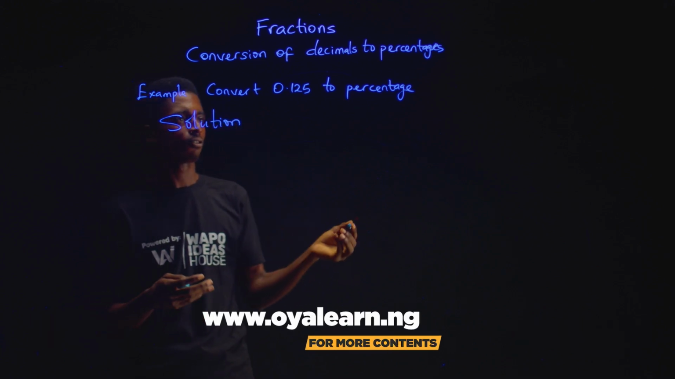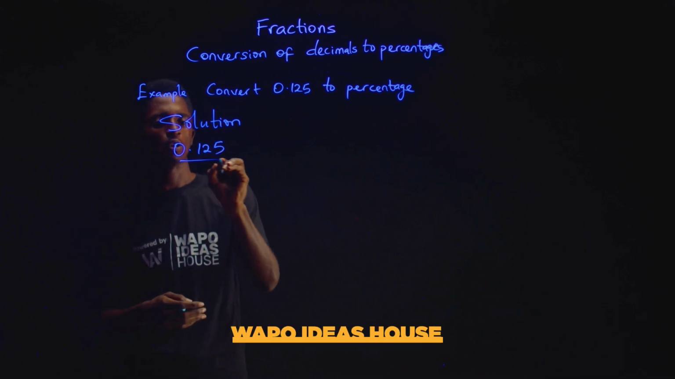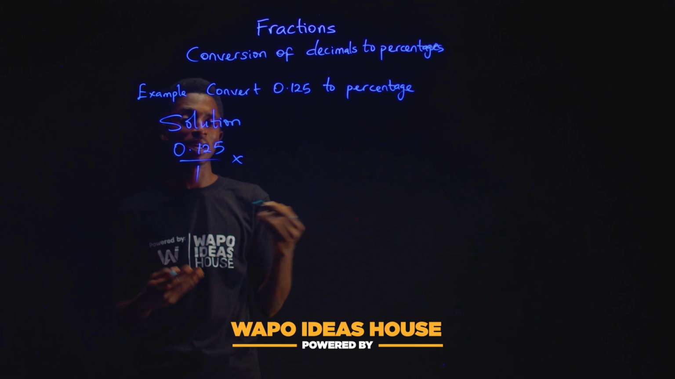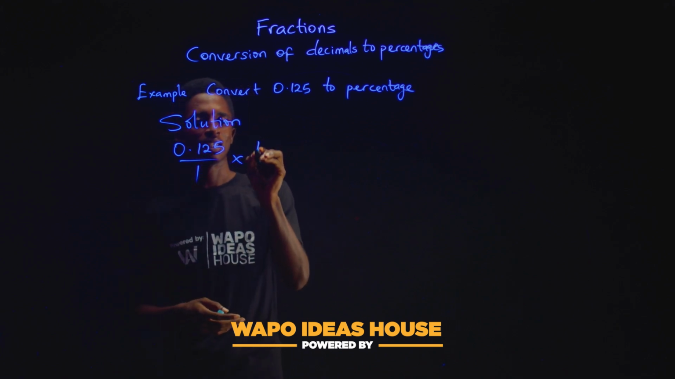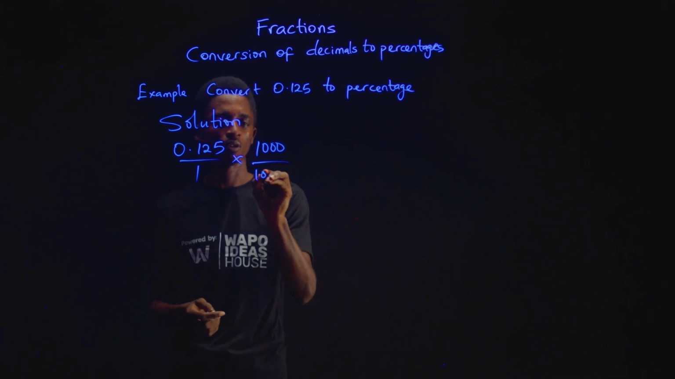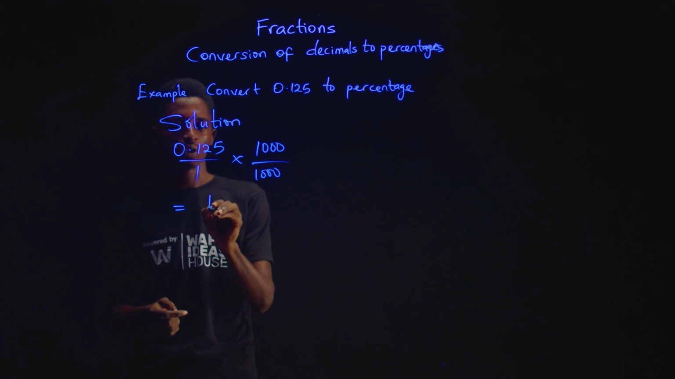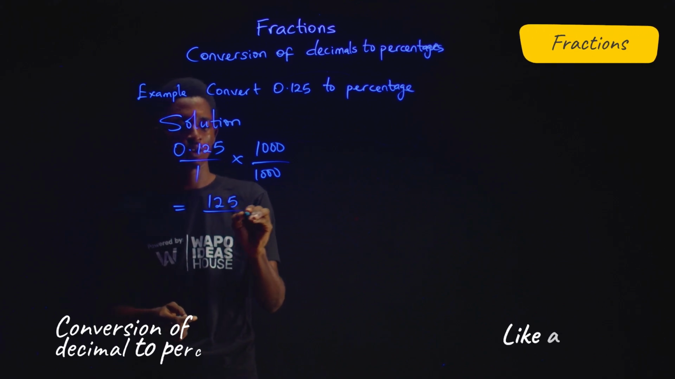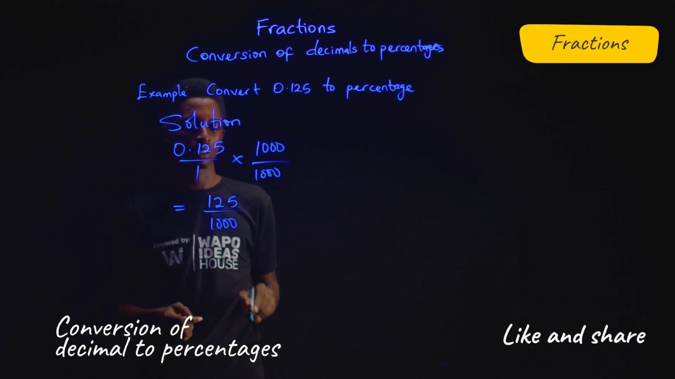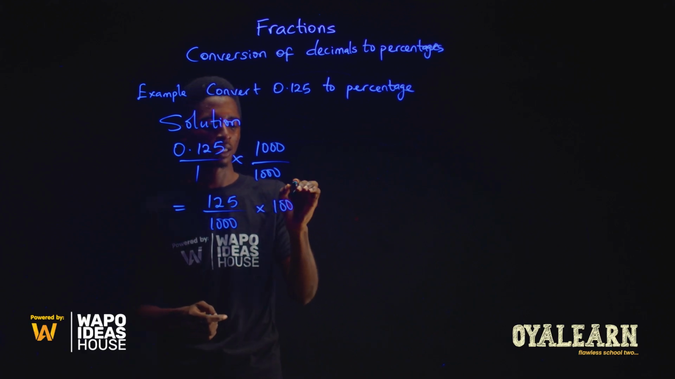Solution. The first thing you do is you write 0.125 over 1, and then you multiply by the powers of 10. In this case, it will be 1000 since we have 3 decimal places over 1000. This will bring us to 125 over 1000, which you will then multiply by 100%.